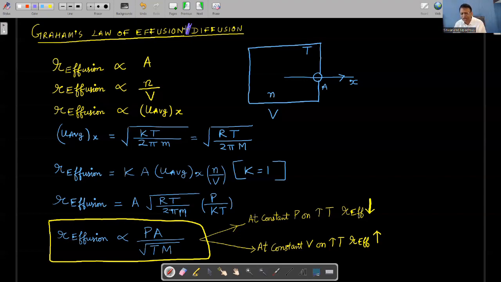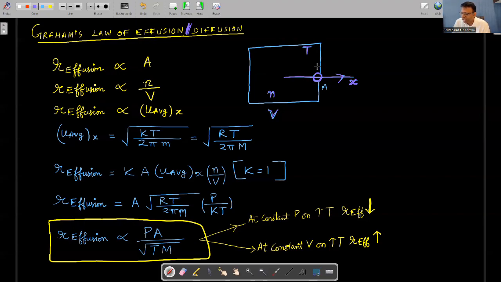So when we are discussing the rate of effusion, suppose in this container there is an ideal gas and the area of the hole is equal to A, temperature of this container is equal to T, there are n moles of the gas and volume of the container is V. And we can say that this hole is present along X, we can draw an axis and say that this is the X direction, right? So this hole is perpendicular to the X direction. So we can write that rate of effusion is directly proportional to area of the hole. More the area, more will be the rate of effusion.